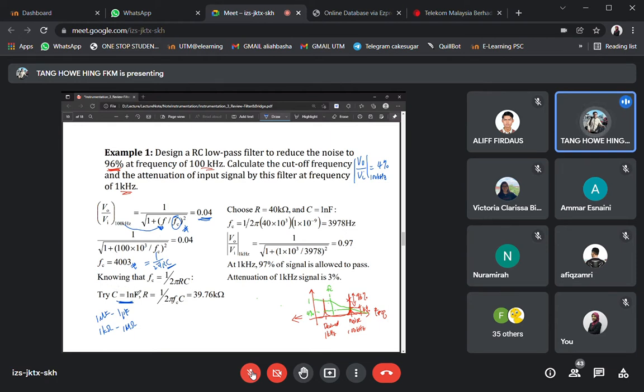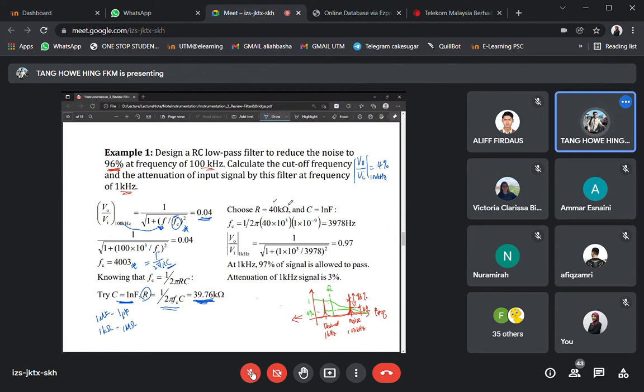Okay, so this is just a random choice. Use a 1 nanofarad and then plug it in to here, and then we may now determine what is the resistance. And from the calculations from this cutoff frequency function, we found that the resistance is equal to 39.76 kilo ohm. Okay, so 39.76 is clearly not a standard resistance. So we use a standard resistance that is 40 kilo ohm.